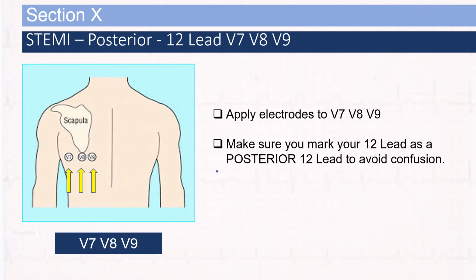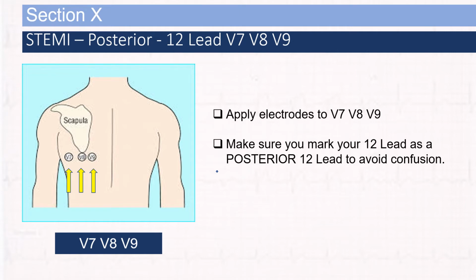To obtain a posterior view with leads V7, V8, V9, remove the wires from V4, V5, V6. Leave the electrodes stuck to the patient in those locations. Apply new electrodes to the end of the wires you've removed and apply them in order V7, V8, and V9. So use the V4 lead for V7, the V5 lead for V8, and the V6 lead for V9.